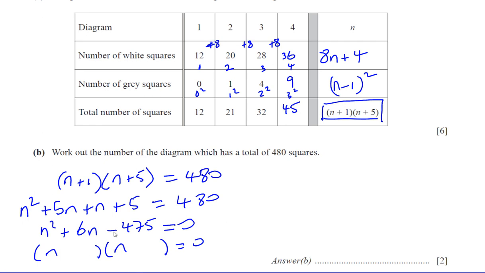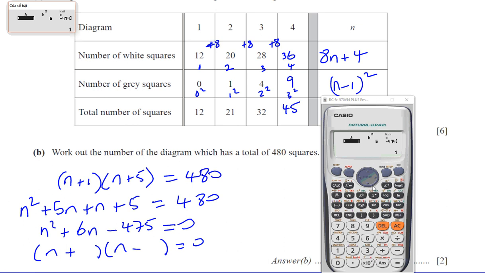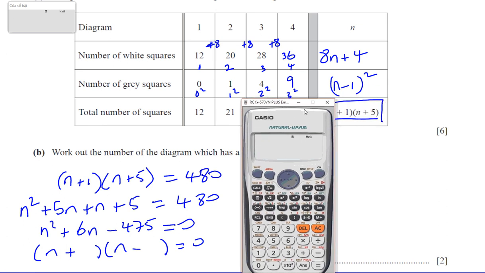I know that the product is negative, so it has to have a positive and a negative in each of these brackets. Now I've got to find two numbers that multiply to give us 475, and the difference between them is 6. Now, this is not that difficult to do. We know that n has to be a whole number, so it's not something that can't be solved. Of course it can be solved, but we have to think a little bit.